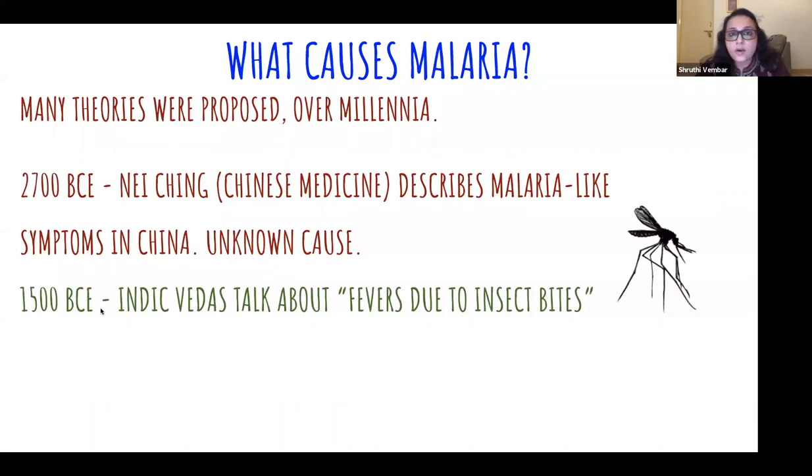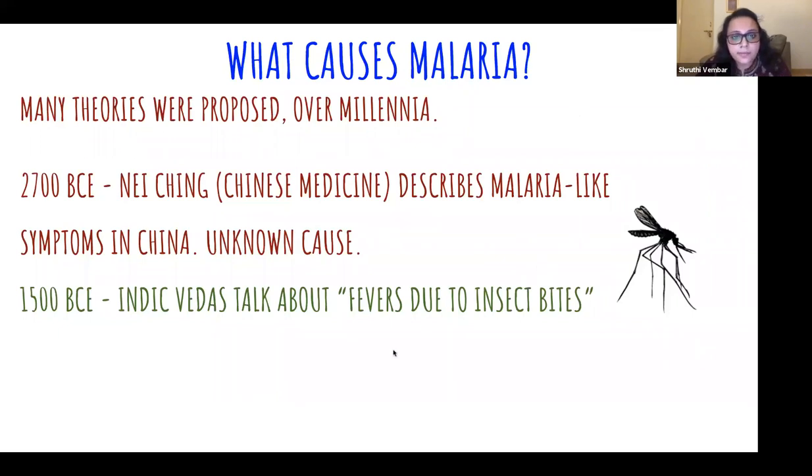Then in 1500 BCE, India also comes into play here, where the Vedas, which are these ancient scriptures from the Indian subcontinent, talk about fevers due to insect bites. Which is quite interesting, right? So already around 3,500 years ago, they didn't even call it a mosquito at that point, right? We call it a mosquito now. But at that time itself, they thought that the symptoms very similar to malaria, which are mainly these fevers, could be caused due to insect bites.